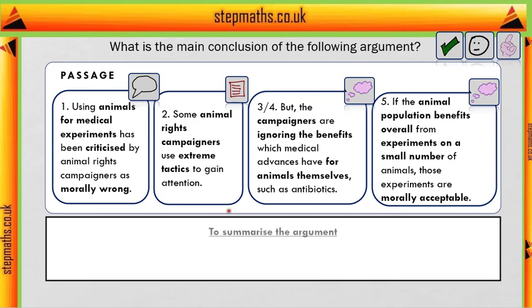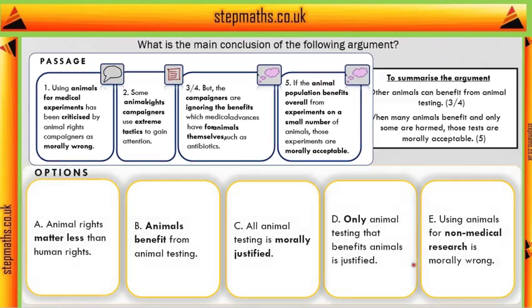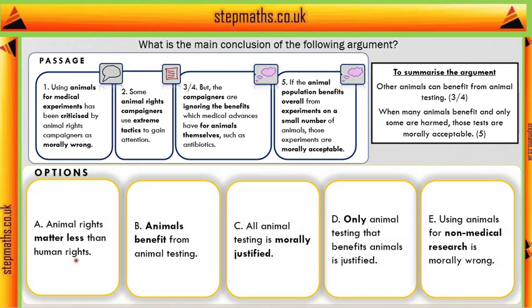So the main 2 points are the writer's saying that animal testing can have benefits for other animals, and they're giving a condition on which experiments can be morally acceptable. They're saying if they benefit the animal population overall, so that doesn't necessarily mean all animals, but at least many animals, and it only harms a small number, then those tests are morally acceptable. So let's have a look at the options, and we'll see if we can identify a conclusion in here.